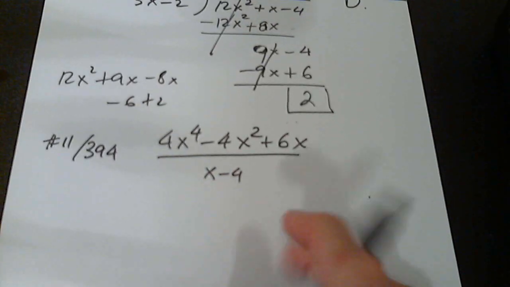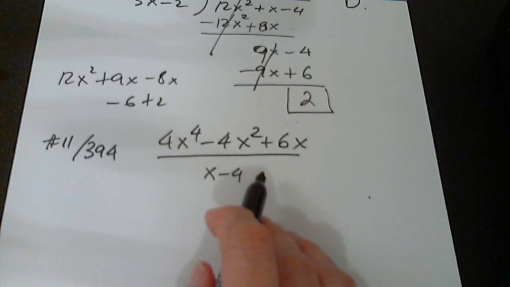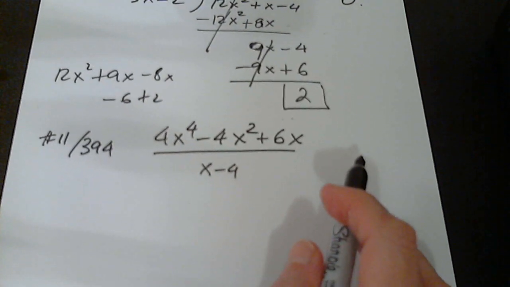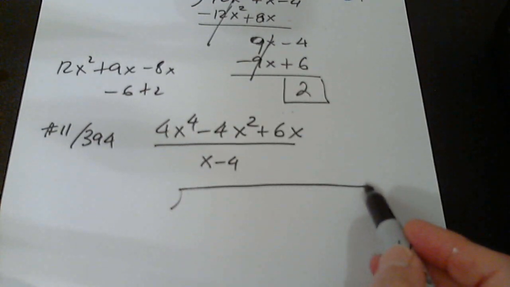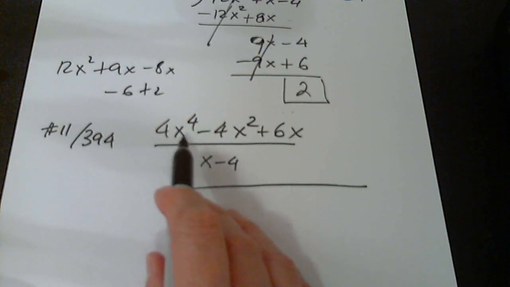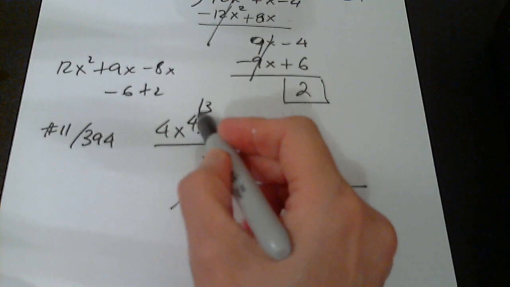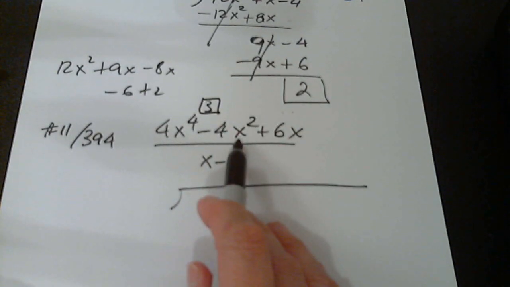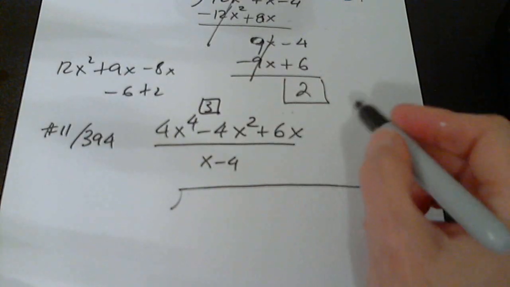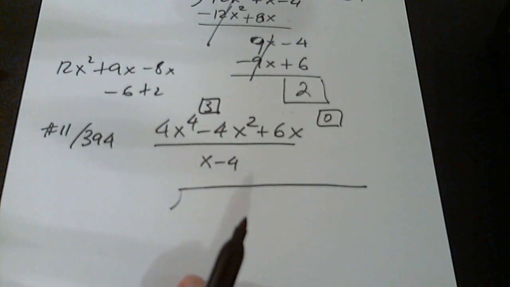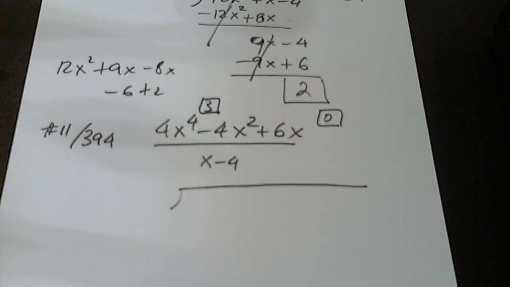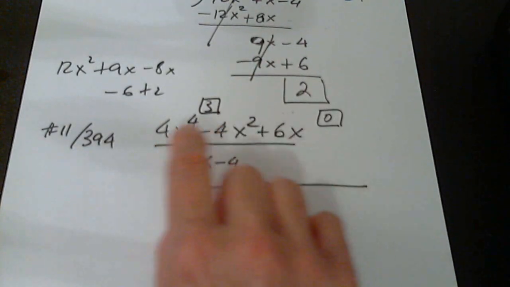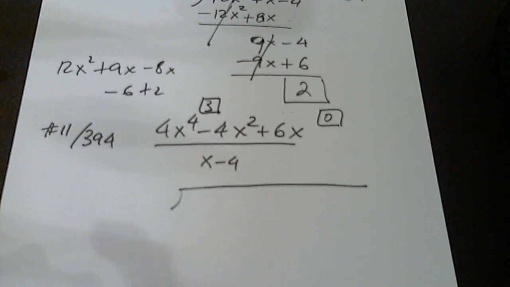So, descending order, yes. Missing terms, yes. So I have degree 4. Degree 3 is missing. I have degree 2. I have degree 1, but degree 0 is missing. If degree 0 is missing and it's at the end, it's okay. But if a missing term is in the middle, then I have to leave space.